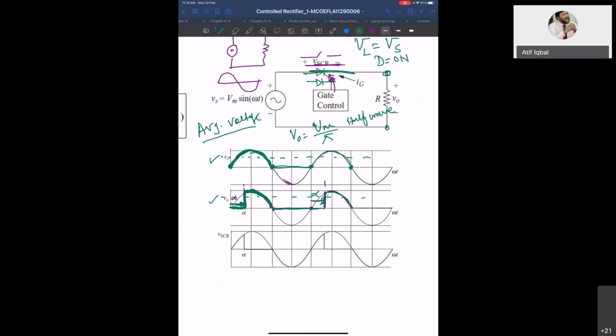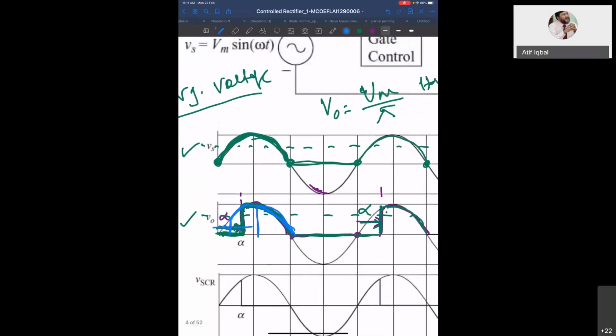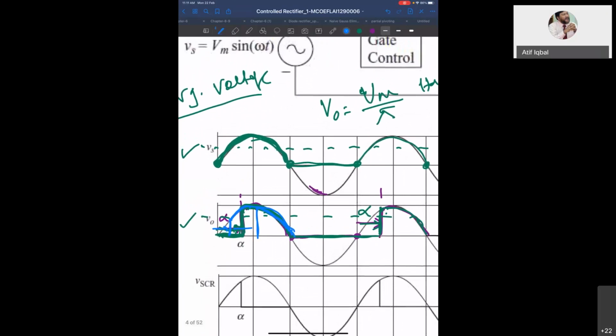But here, you see, the average voltage can change. If you trigger earlier, if you trigger here, then you will get this much output. This will be your output. If you trigger here, you get this much output. So you can change the triggering angle and get different output. This is what a controlled rectifier is. Understand?